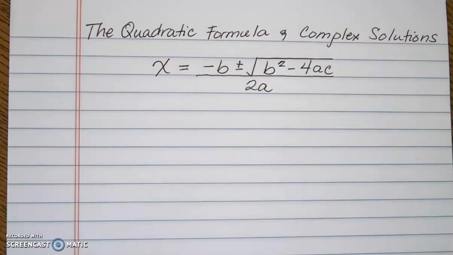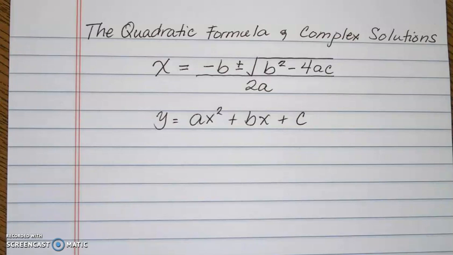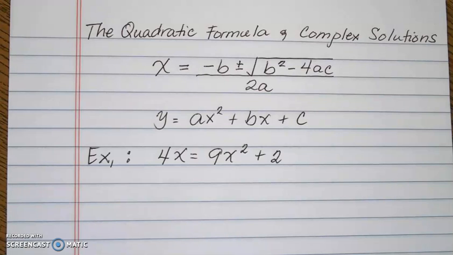all over 2a. So it's very important to put your equation in standard form first in order for you to be able to identify your a, b, and c. Okay, so our first example is 4x equals 9x squared plus 2. Please take note, you need to put the 4x on the right side together with these two terms in order for you to have your a, b, and c.